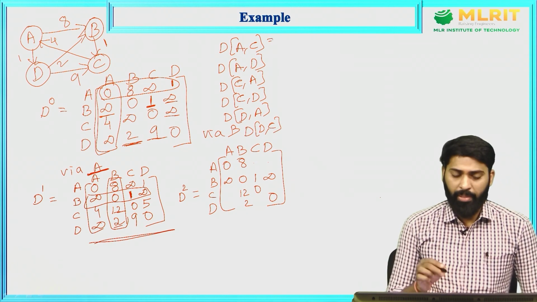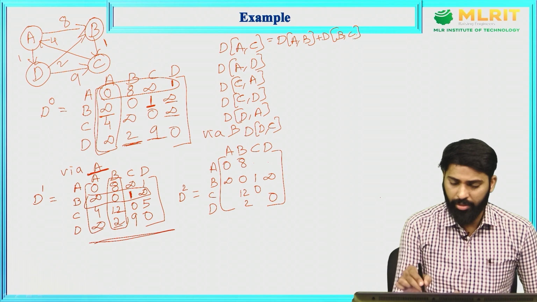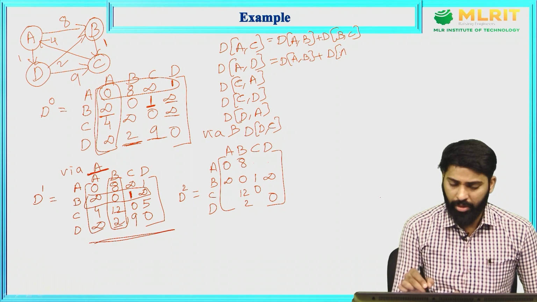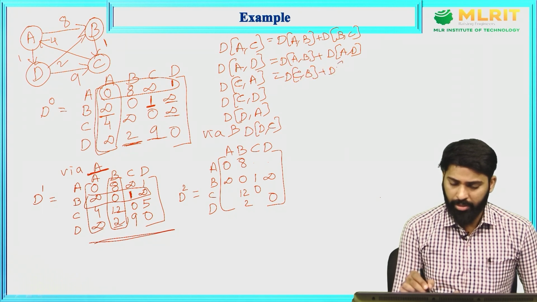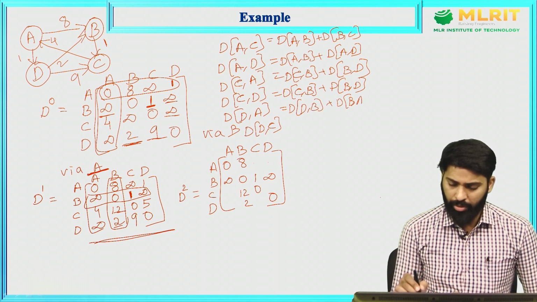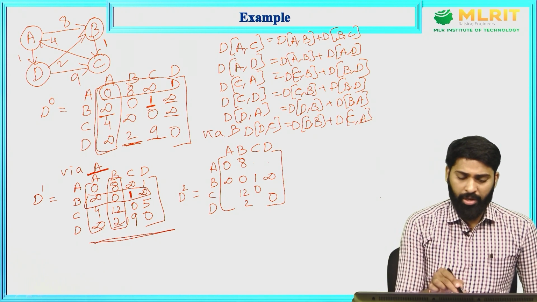So what is the via vertex? B. So distance of A to B plus distance of B to C. Here distance of A to B plus distance of B to D. Here distance of C to B plus distance of B to A. Here distance of C to B plus distance of B to D. Here distance of D to B plus distance of B to A. Here distance of D to B plus distance of B to C. That's it.